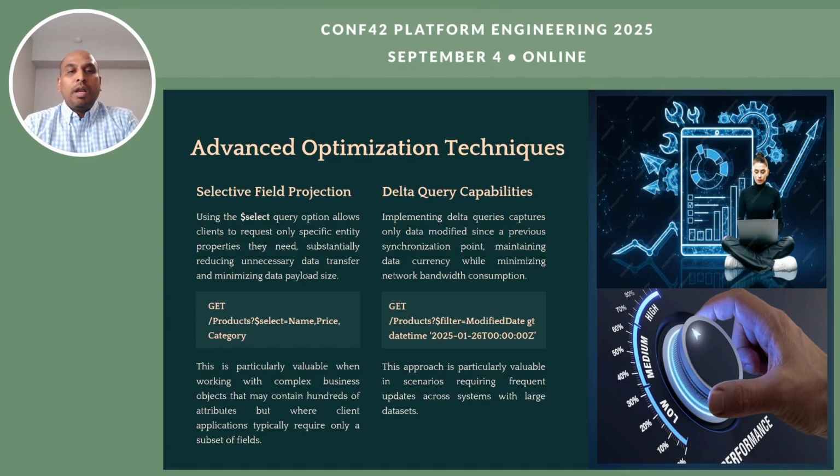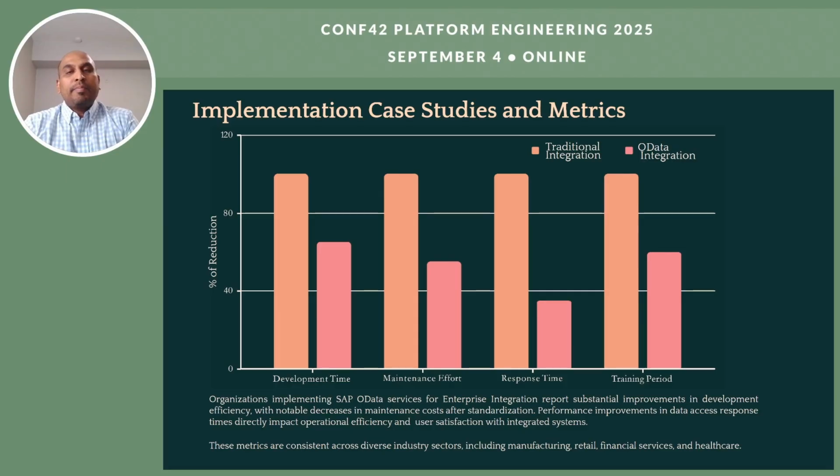And let's talk about the implementation case studies and metrics. This graph highlights metrics across key industry sectors: manufacturing, retail, financial services, and healthcare, showing the real-world impact of data integration. Case studies confirm several benefits: reduced development and maintenance cost through standardized reusable APIs, improved user satisfaction, faster response time, and smoother interaction. These results demonstrate how OData services are driving measurable efficiency and business value across industries.